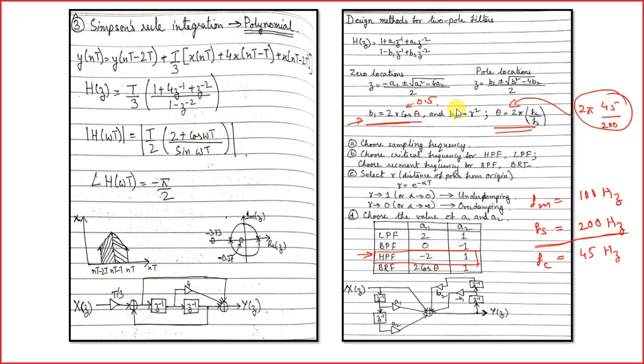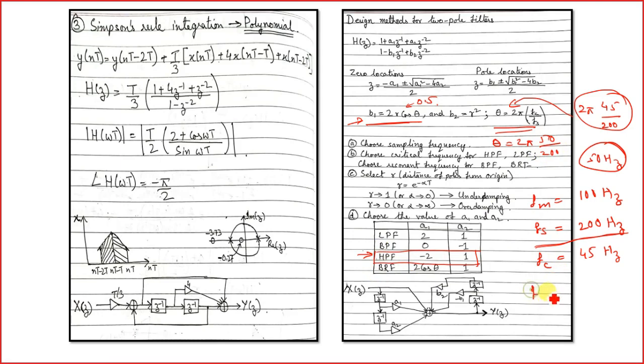So, how do you find the resonant frequency? Resonant frequency is basically the central frequency, where you will be having a maximum value. For a band reject filter, say for example, I want to suppress a 50 hertz signal, a 50 hertz noise component, the power line component. Then I know that the sampling frequency is 200 hertz. So I will be calculating theta equals 2 pi 50 by 200.